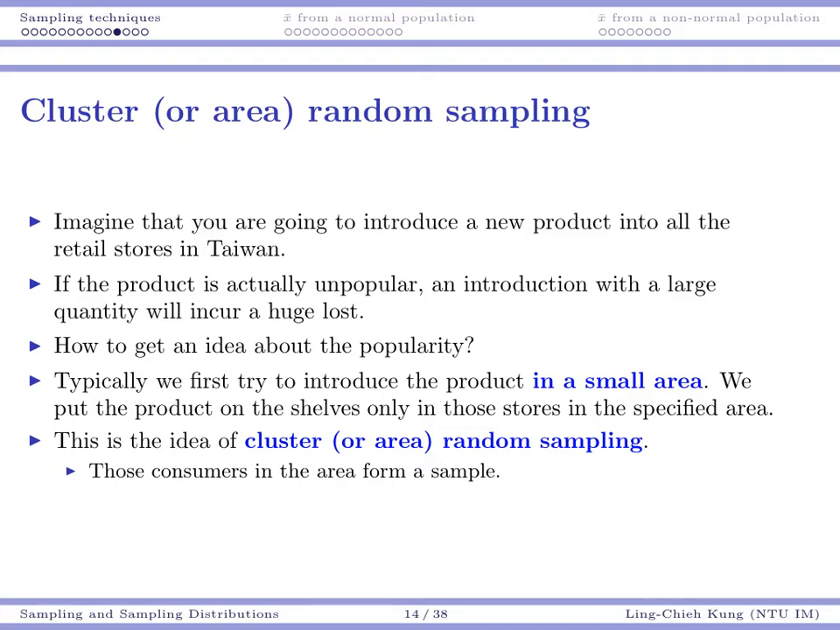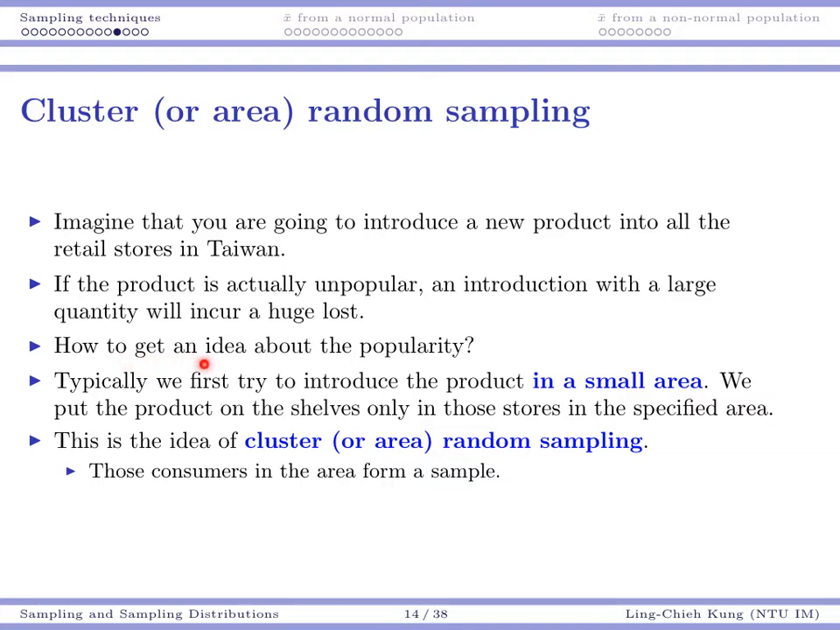Suppose you are a product manager and you are going to introduce a new product in your retail stores in Taiwan. Okay, so there are many retail stores in Taiwan, from north to south, from sea to mountain. And your question is, you don't know whether the product will really be popular. Okay, so if you push the product to all the stores in one shot, then you may incur a huge loss. So that's something that you may not prefer. You don't want your decision to be too risky.